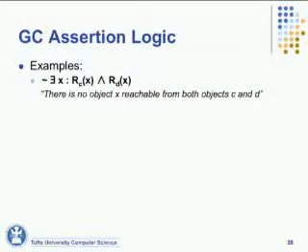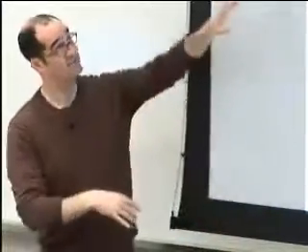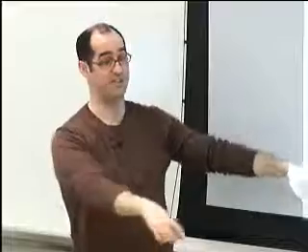To give you some examples, this is just stuff we're kicking around right now. You could write a formula like this: there's no object X reachable from both object C and object D. And it turns out that particular formula can be checked in one GC pass. I can scan from object C, mark all the objects, then scan from object D. If I find any objects already marked, I know it's false: there does exist an X that's reachable from both.